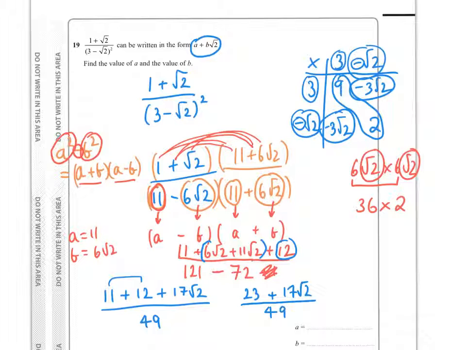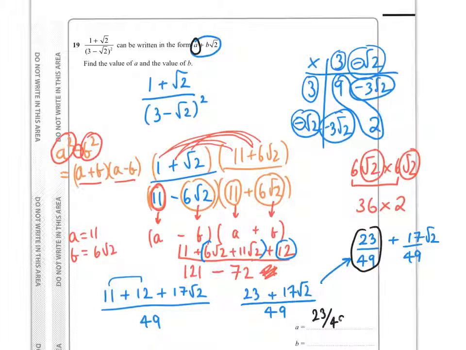Now this looks quite difficult, I have to say. I did just look at the mark scheme and it is right, but I would doubt myself in an exam because the numbers are quite difficult. You can split that up as this, which will enable you to find a, because a is just going to be 23/49ths. And b is how many of the root 2's I have, which is 17/49ths.